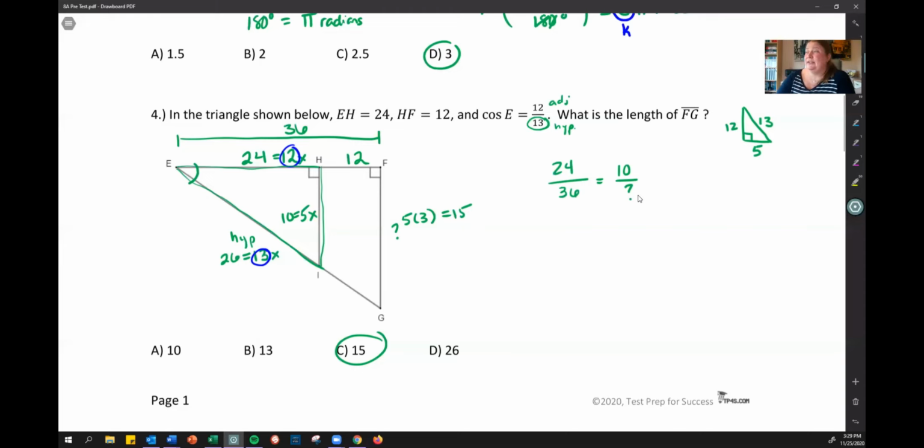What I did was I reduced this fraction. 24 over 36, they're both divisible by 12. That's 2 over 3 equals 10 over what? Well, now we can say 2 times what is 10? 2 times 5 is 10. So 3 times 5 is going to give me 15. And that was another way to get to the 15 without actually having to use your calculator.